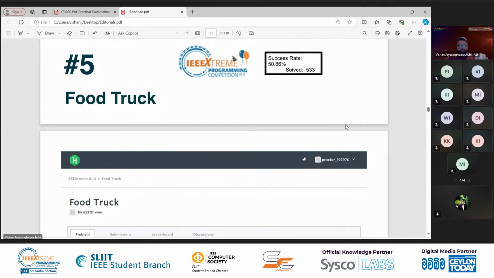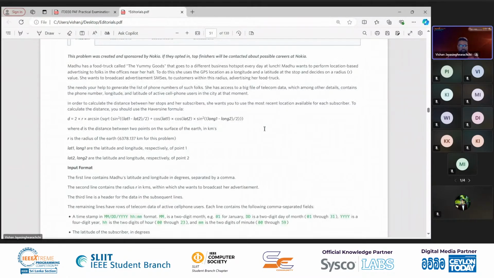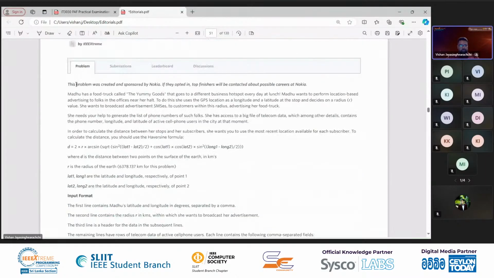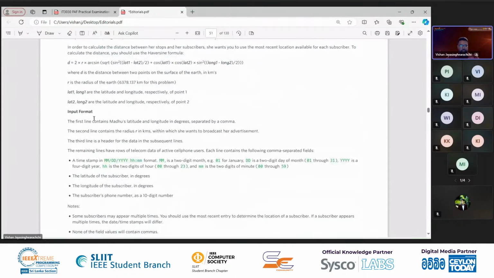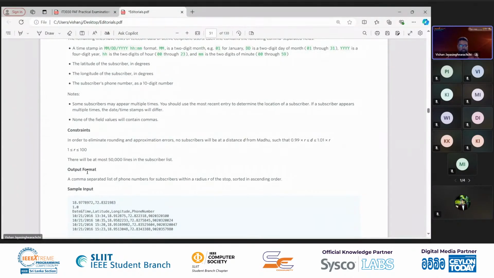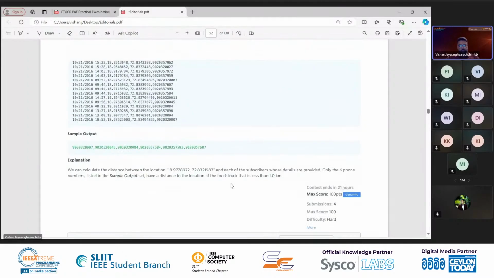Okay, so now look at this. It's a very lengthy problem. You have a lot of text explaining what needs to be done. Then you have the input format, then you have constraints, then you have output. Then you have a sample input, a sample output, and an explanation.